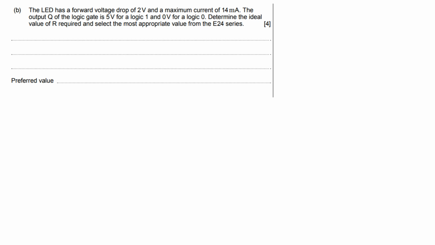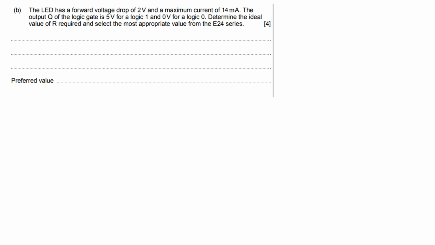Okay, simple Ohm's law question. Can't believe they give you 4 marks for this actually. Forward volt drop is 2 volts. Logic gate is 5, which leaves 3 volts across the resistor. So if you've got 3 volts across the resistor, 14 milliamps, it's quite simply Ohm's law, isn't it?